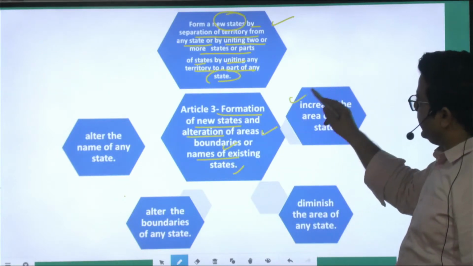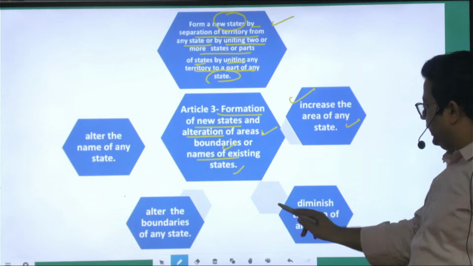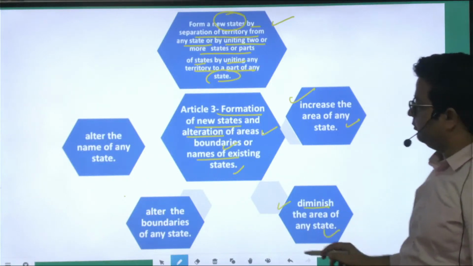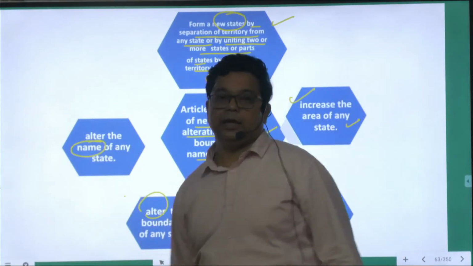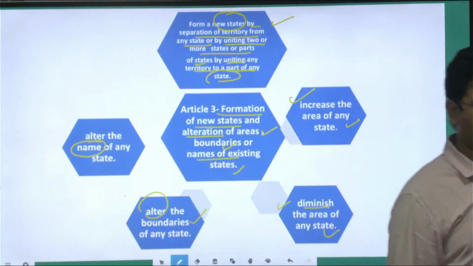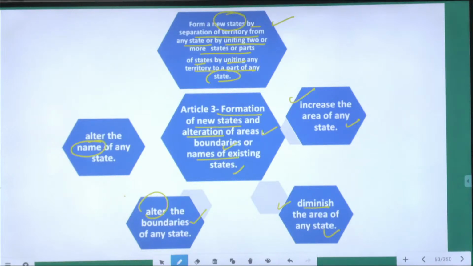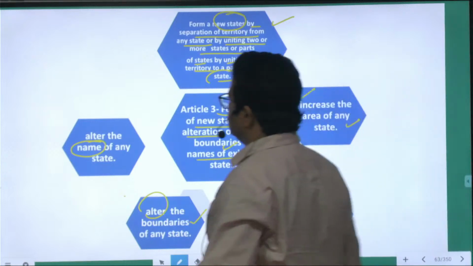Of states by uniting any territory or part of any state. So it can increase the area of any state, it can diminish the area of any state, it can alter the boundaries of any state, or it can also alter the name of any state. The name of a state is not changed by the state; it is done by the Parliament. So Parliament has the power, and this shows how Parliament has control over the territory of states, right? But it has certain conditions.